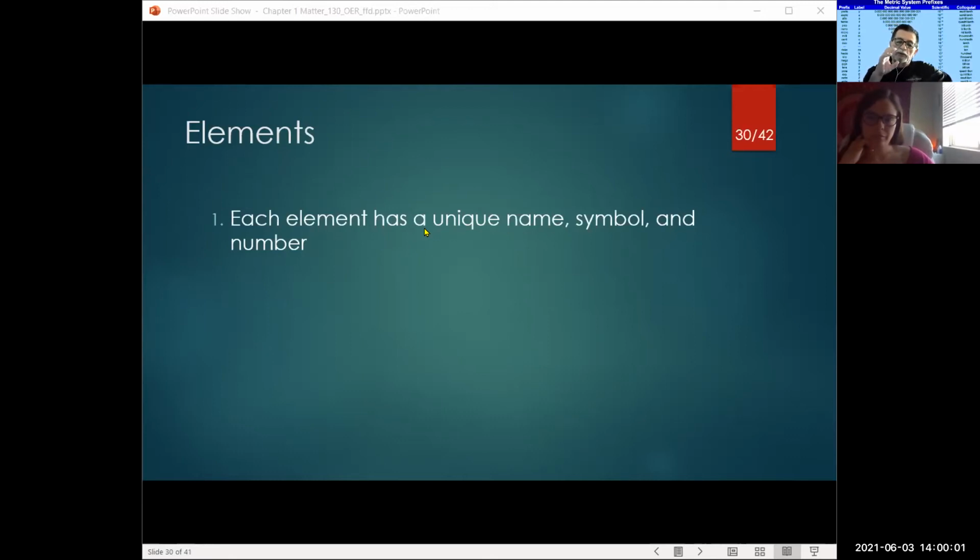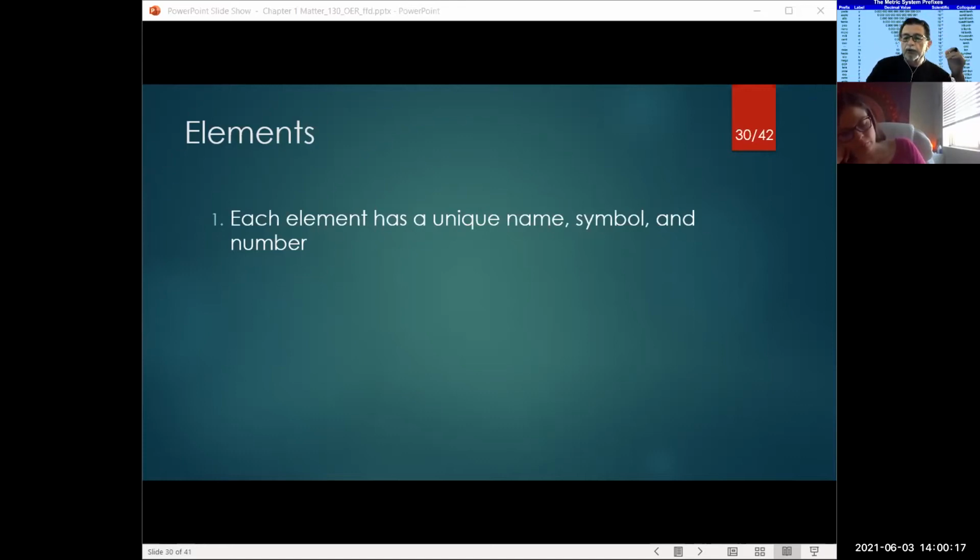All right, let's talk about elements. Each element has a unique name, okay? And it has a unique symbol and a unique number. There's 118 elements. Each one has a number.